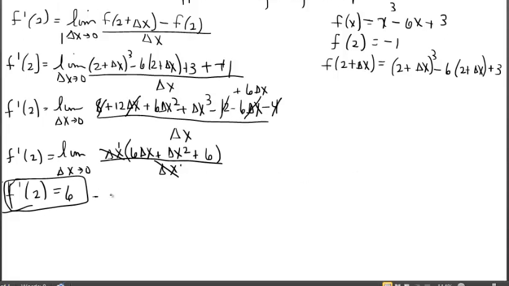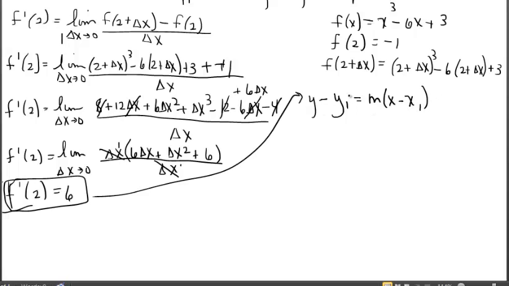However, oftentimes you're going to be asked to write the equation of the tangent line at the point a equals 2. So in this case, we need to complete that process. So it's good to write in point slope form. It's easy.